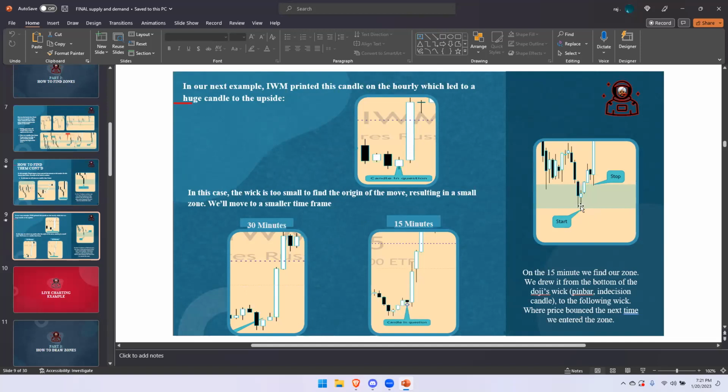So I took it from the bottom of this wick to the very next time we found. And this was found on the 15-minute. See, if I just took that little tiny wick, it would have been way too small. So I found the origin of that 1 hour candle on the 15-minute.